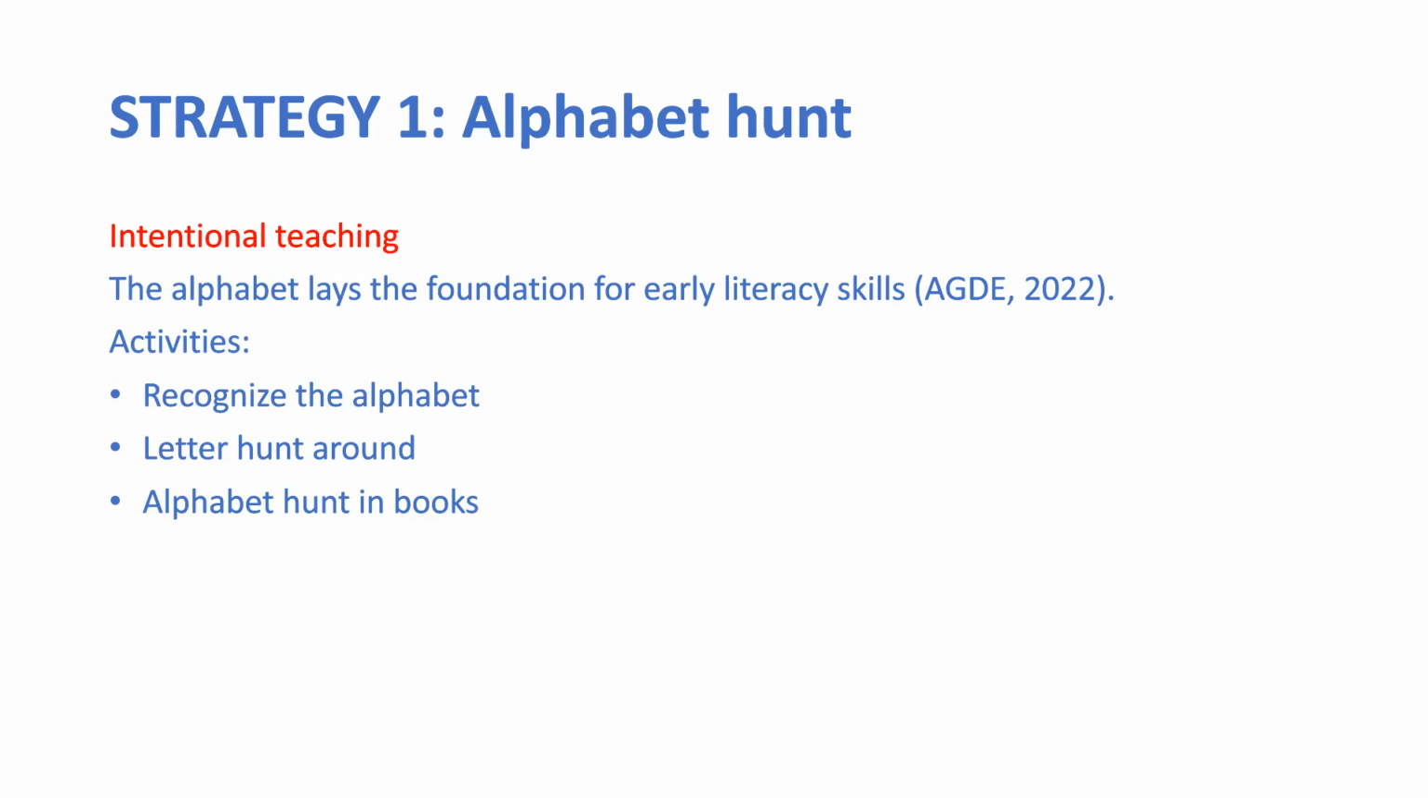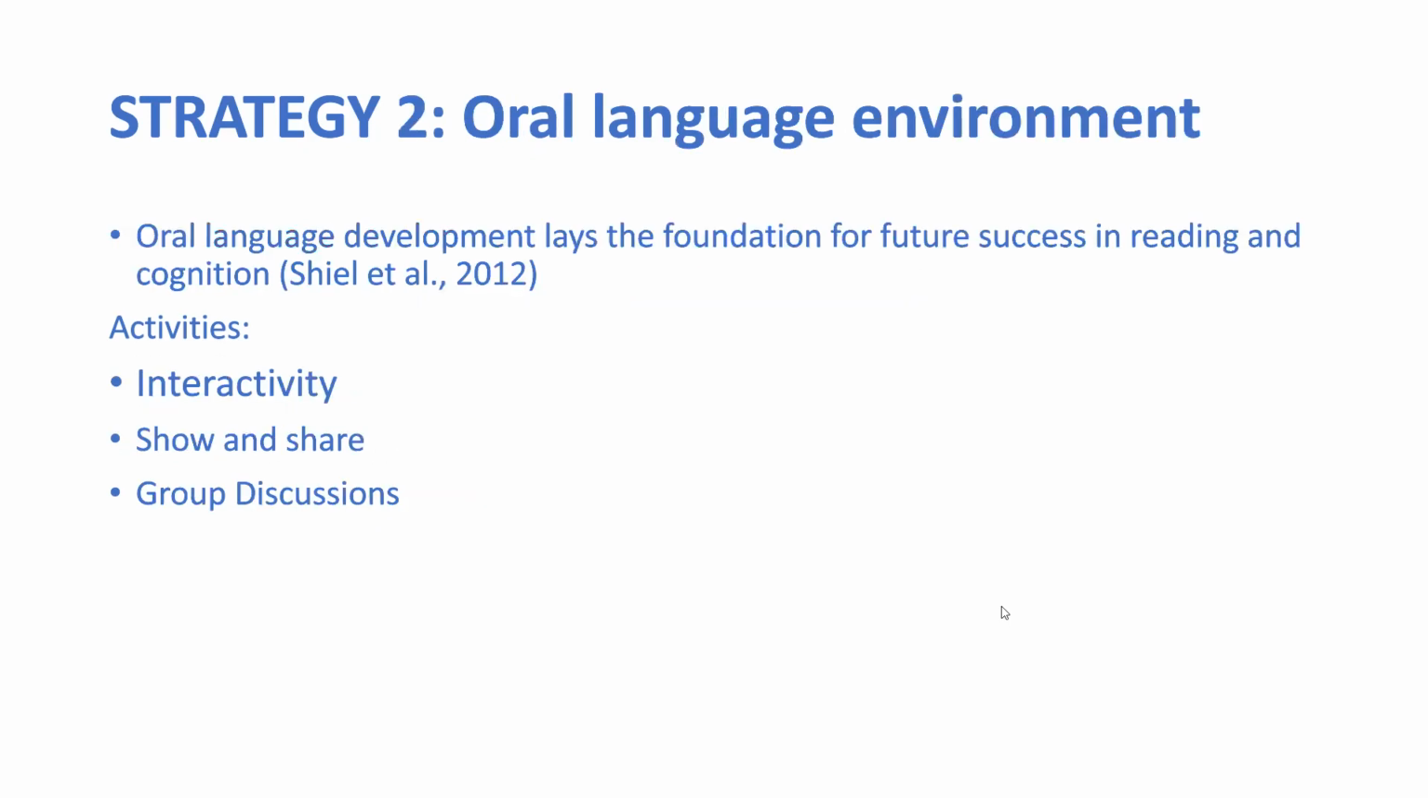Letter hunt around: ask children to find items that match a specific letter in the surroundings, such as, can you find something that starts with letter C? The activity helps children identify single letters applied to real life. Alphabet hunt in books: encourage children to point out objects with special letters while reading books. This allows children to identify individual letters and objects more easily.